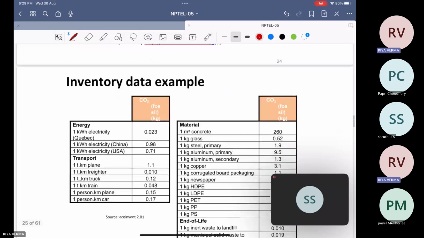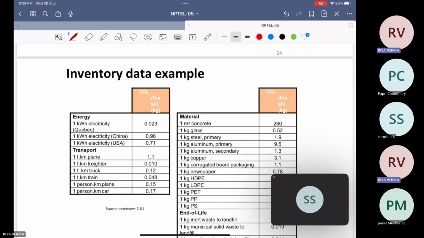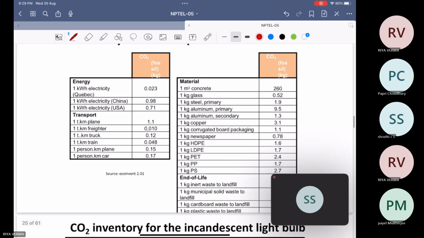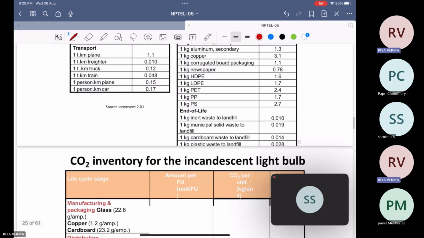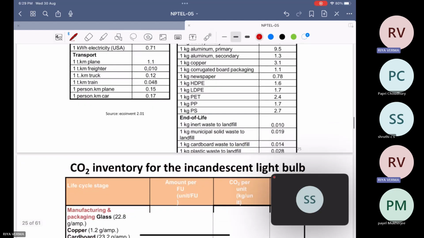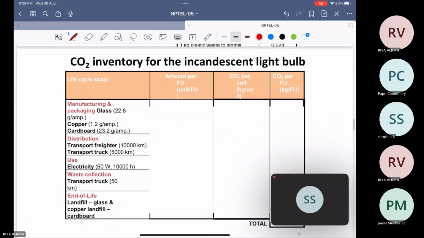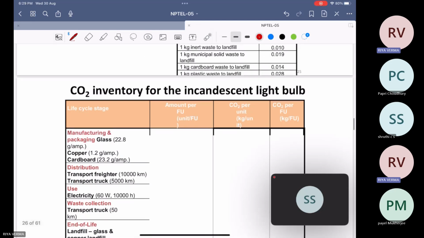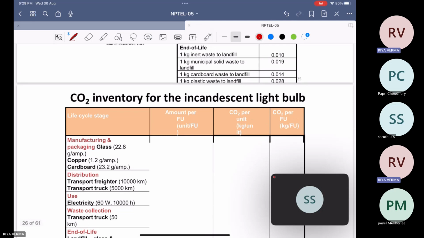So now coming towards the inventory data example. This is some sort of inventory data that we have for an incandescent light bulb. Now if we want to formulate the CO2 inventory for the incandescent light bulb, given for the manufacturing and packaging process phase, the requirement for glass is 22.8 per unit.